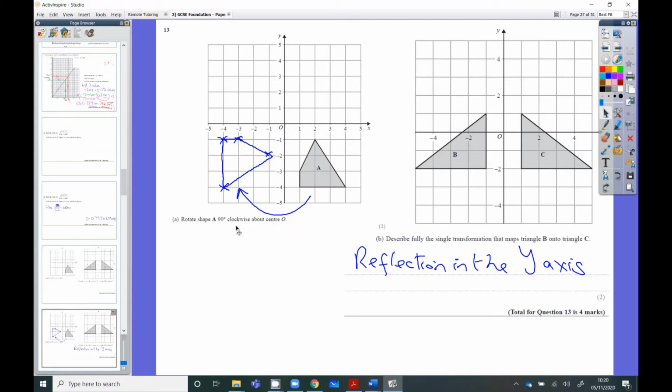Now we're going 90 degrees clockwise, so move the tracing paper around until the arrow is pointing to the right. That will take the shape over here, so just press through the tracing paper, creating an indentation. Obviously remove the tracing paper and go over the indentation in pencil, and just double check, just repeat the exercise with tracing paper to make sure that you've got it correct. Now for part B, how do we get from B to C? Well, it's a reflection in the y-axis.